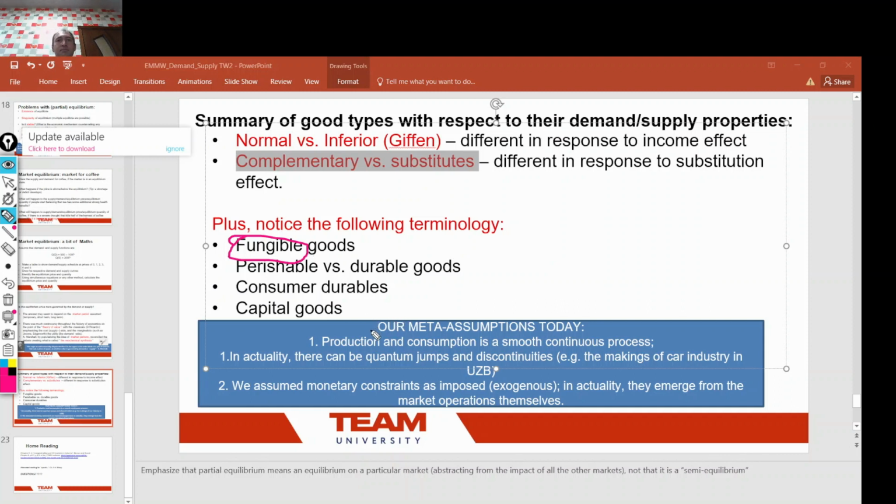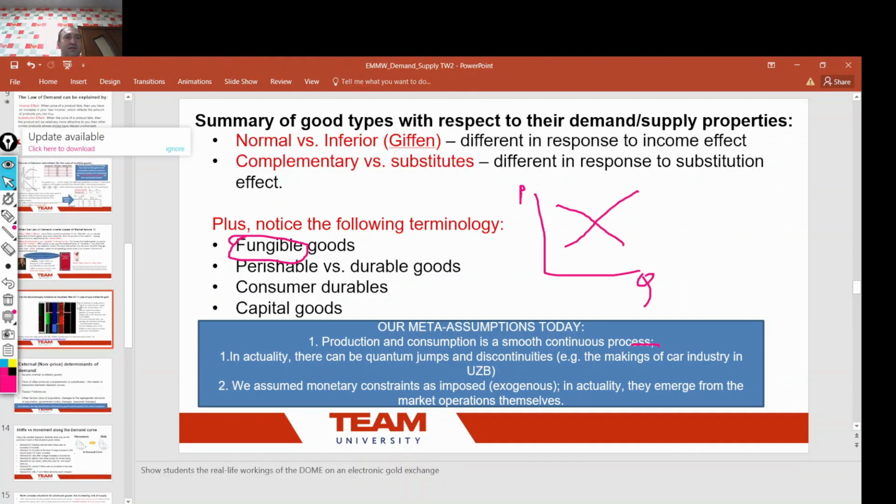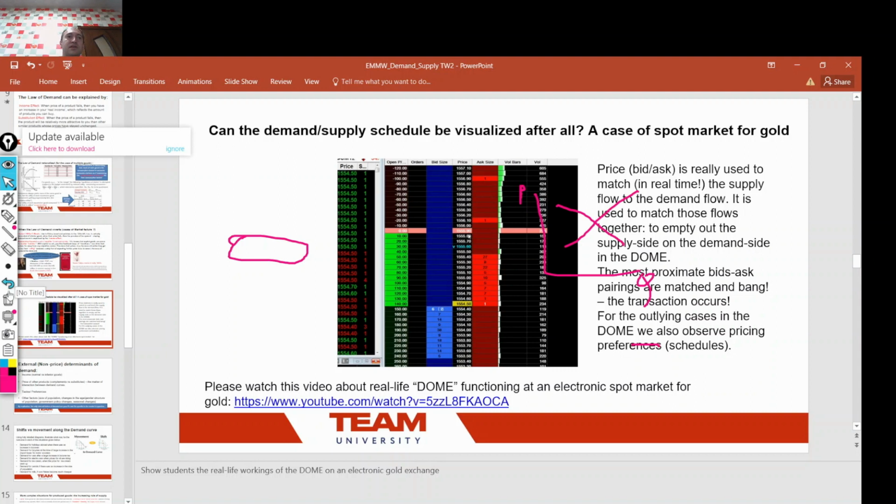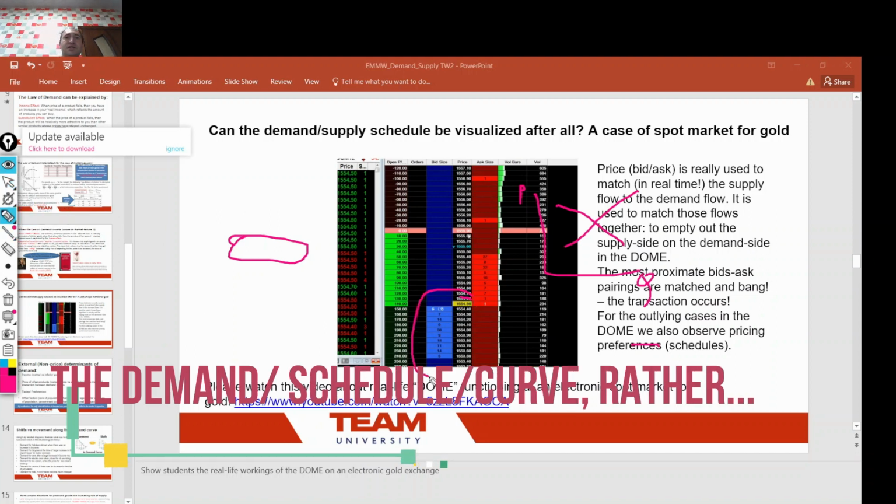In our analysis, as we moved along, we assumed that our curves are continuous, smooth, right? Our production and consumption is a smooth, continuous process. Our curves with respect to P and Q are the smooth and monotonous curves. But it's in a sense a simplification because if you remember when we discussed the electronic market for gold in the past week, our supply schedule that can be also presented as a supply curve was as crazy as that.